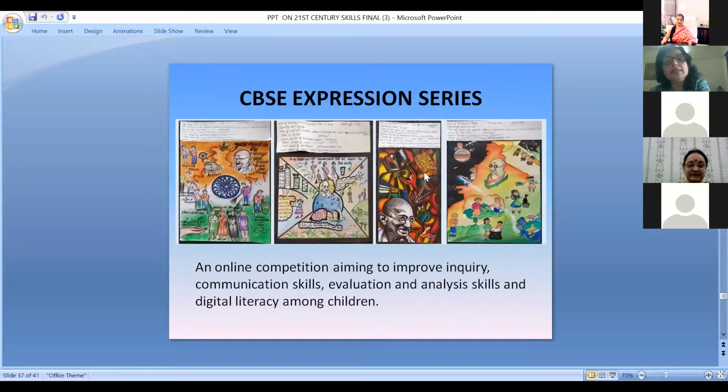Then CBSE is also giving this CBSE Expression Series. It's an online competition aiming to improve inquiry, communication skills, evaluation and analysis skills, and digital literacy among the children. So this is also being organized by CBSE.